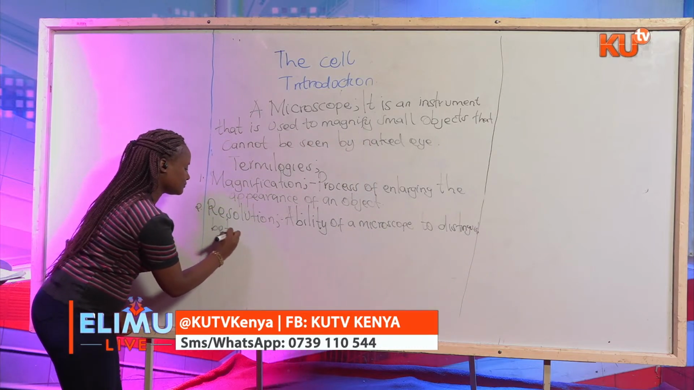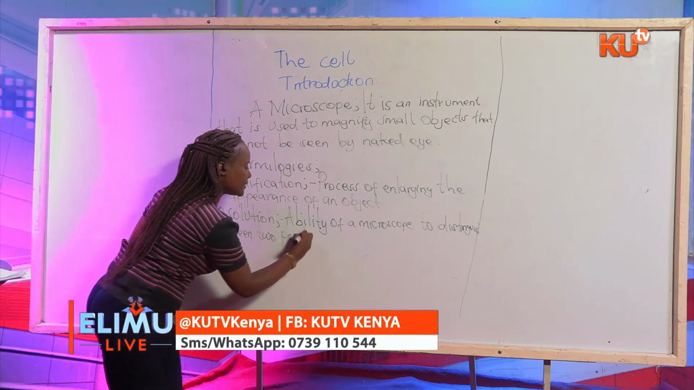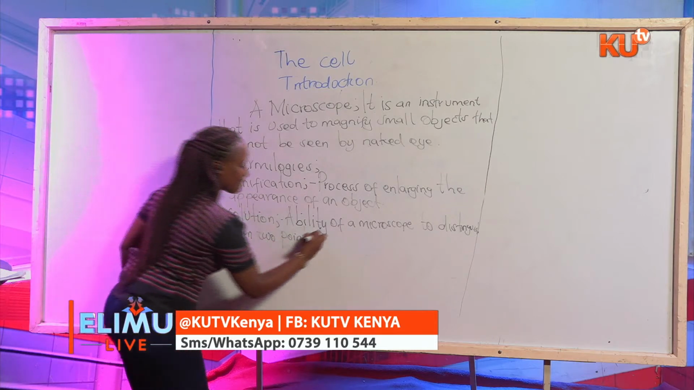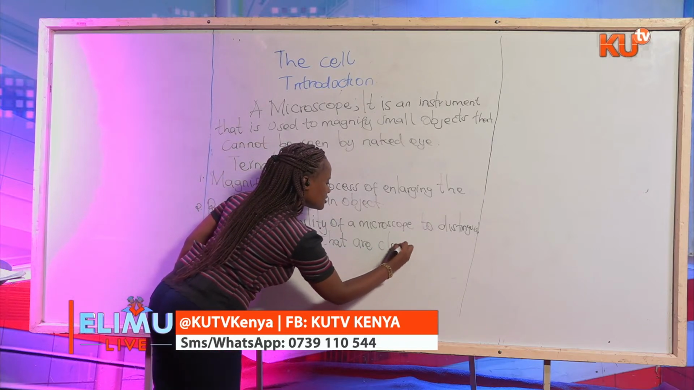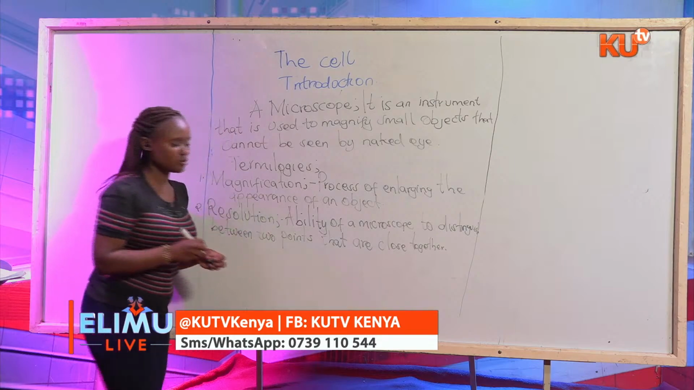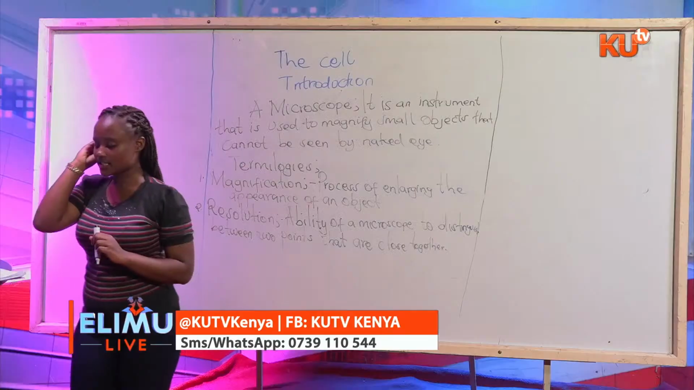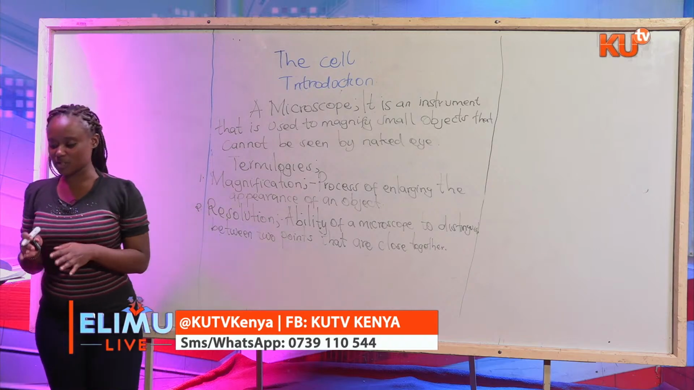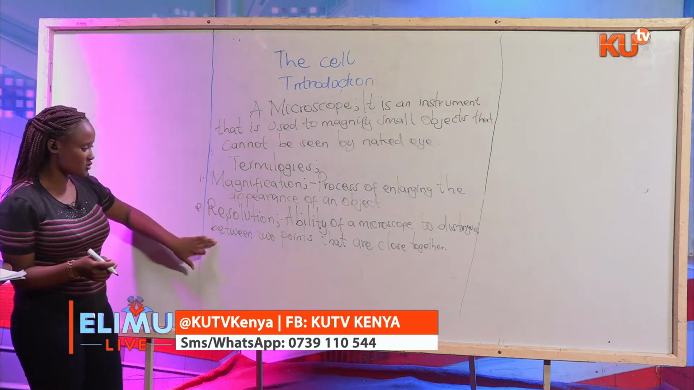This is resolution, the ability of a microscope to distinguish between 2 points that are close together. A higher resolution allows for a detailed image, while a lower resolution does not give a detailed image. Now this is about resolution.